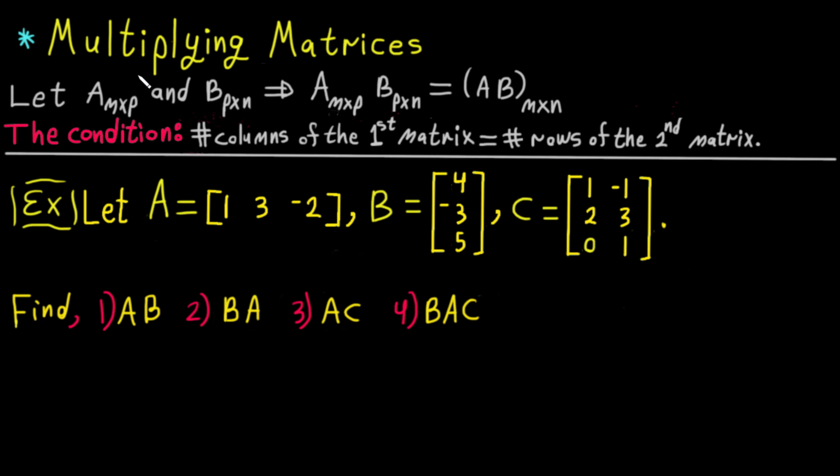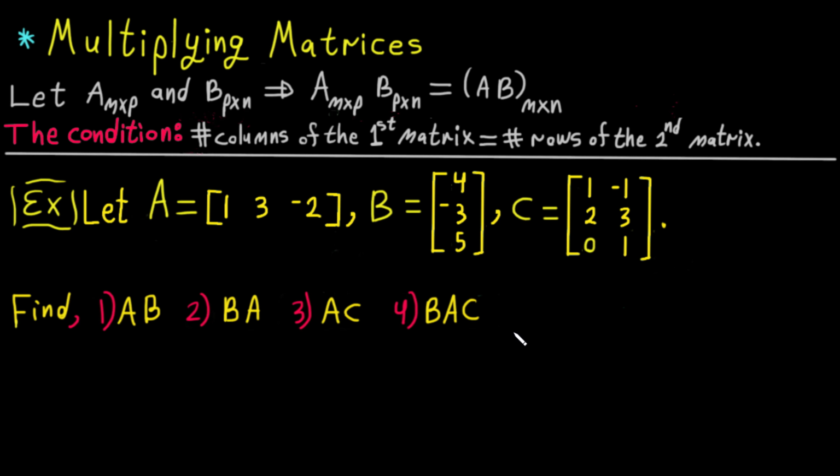In this video, we'll do multiplying matrices. And here we have this example. Let A equal this matrix, B equal this matrix, and C equal this matrix. We have to find AB, which is A multiplied by B, BA, which is B multiplied by A, then AC, which is A multiplied by C, then BAC, B multiplied by A multiplied by C.